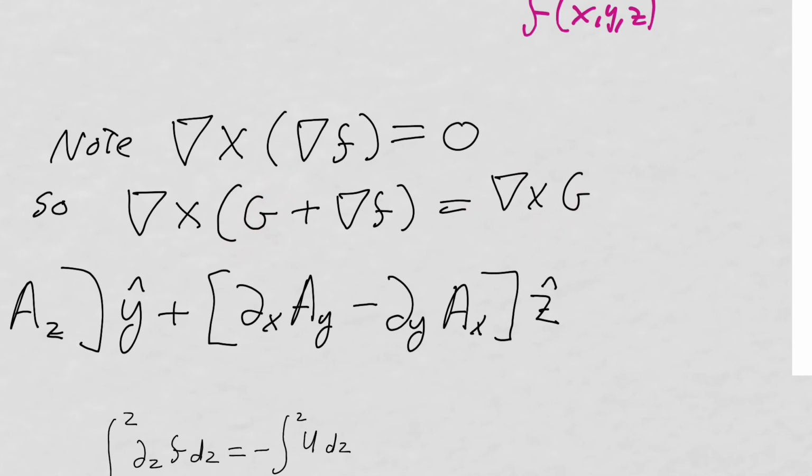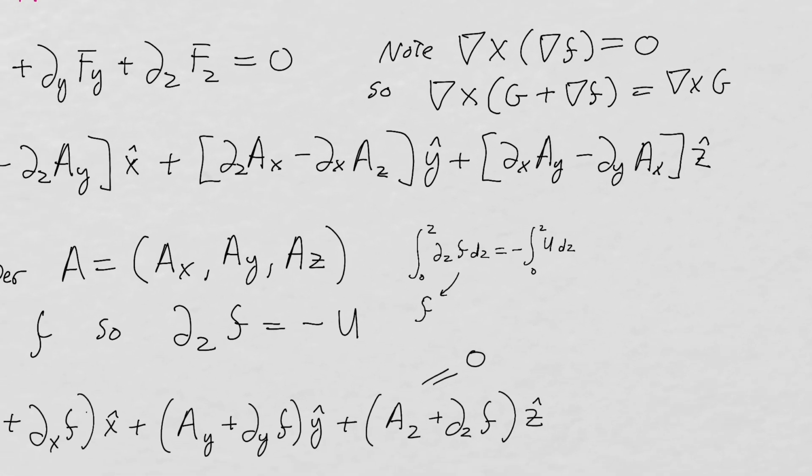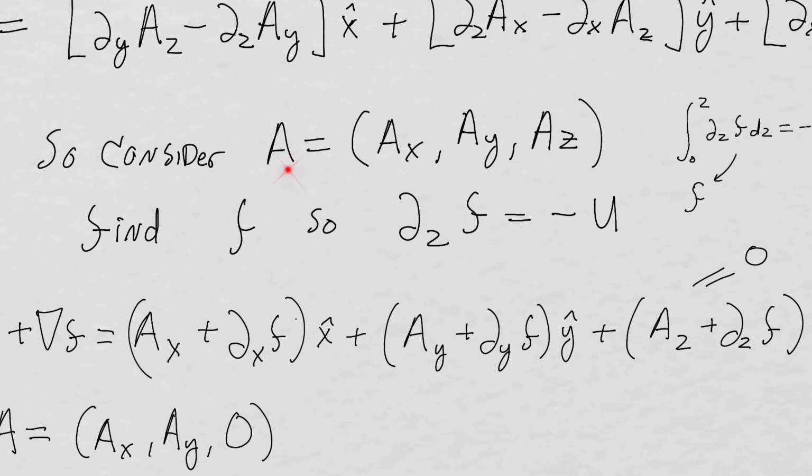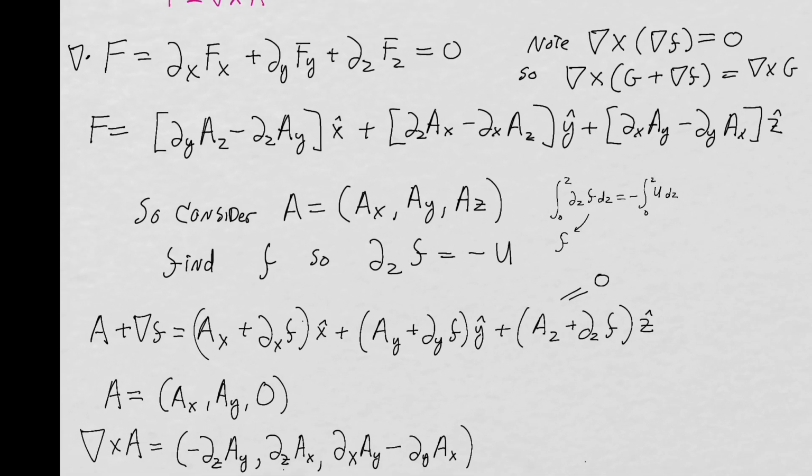And this is a huge degree of freedom, because there are a lot of functions in the universe, so there are a lot of gradients of functions, and you can add any one of those gradients to a vector field without changing its curl. For this proof, we are going to exploit that fact. So let's consider that the vector field we seek, we're going to call it A. It has an x component, a y component, and a z component.